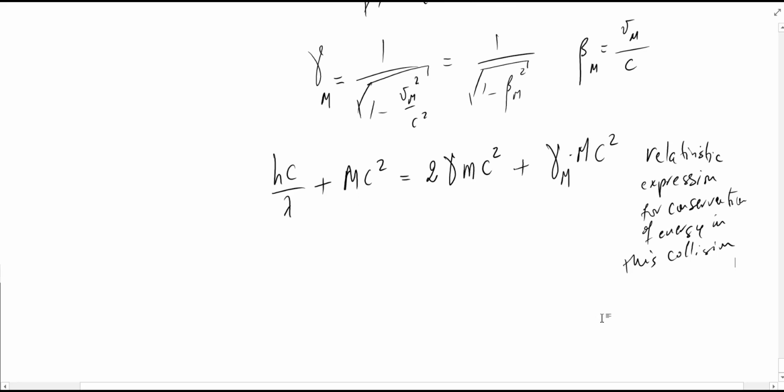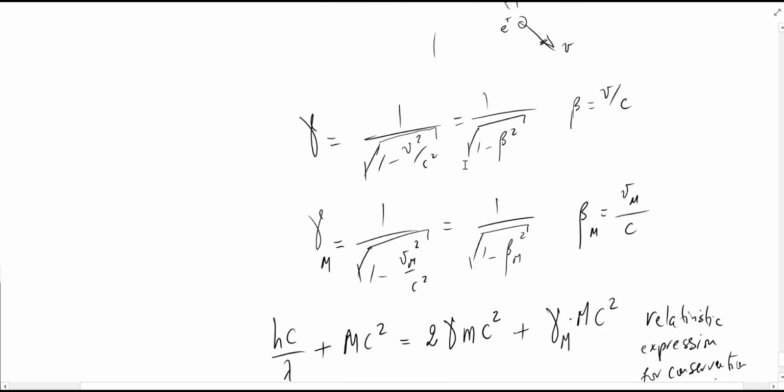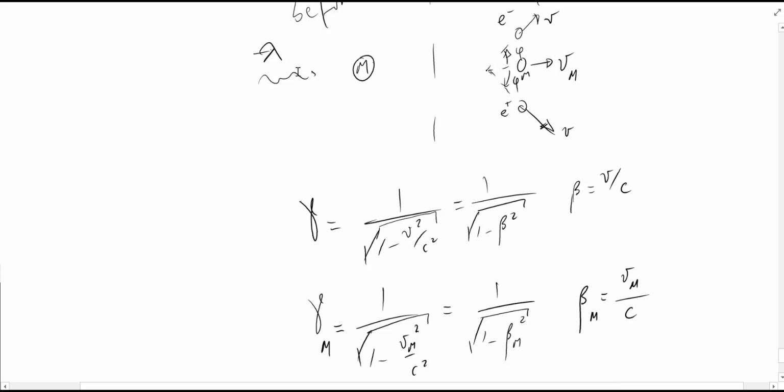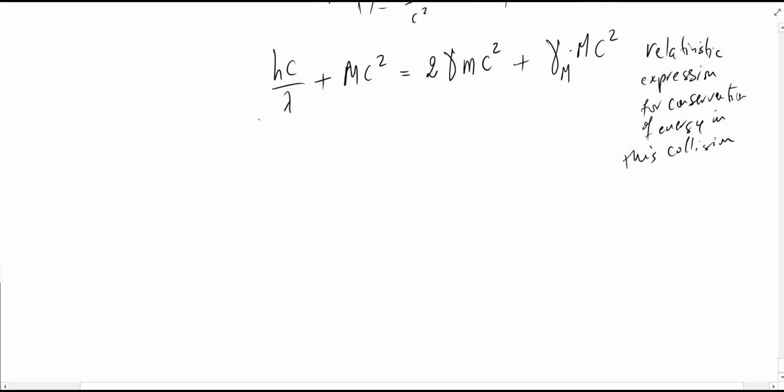That's part A. Part B, they say, write an analogous expression for momentum conservation. So we need to write the same thing for the momentum. The particle M was not moving, so the only momentum I have before the collision is that of the photon. And the momentum, remember from lecture, is equal to h over lambda. So that is the momentum of the photon, and it must be equal to the momenta after.